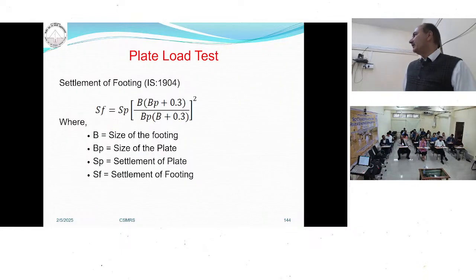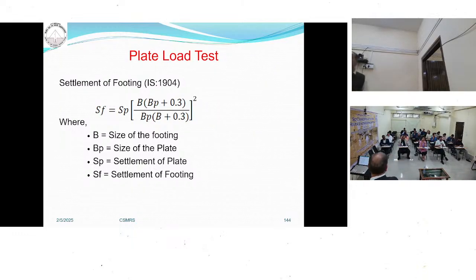From the plate load test, whatever the settlement of the plate, you can determine the actual settlement of the footing also. From this formula here, B is the dimension of the actual footing, and this B is the dimension of the plate. From this formula, you can calculate what is the settlement of my footing.